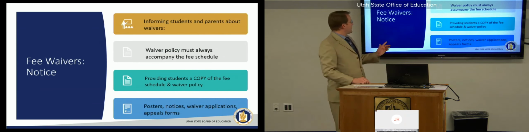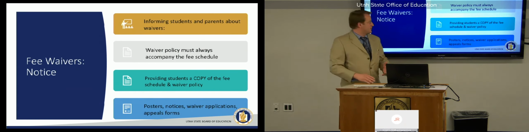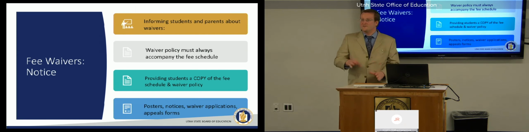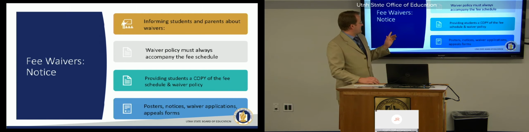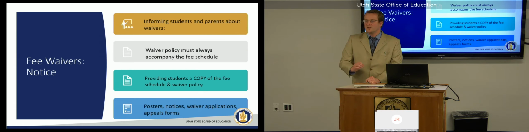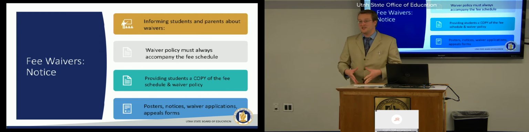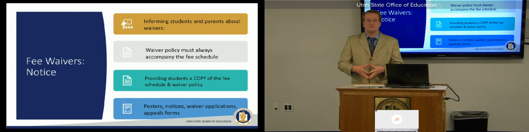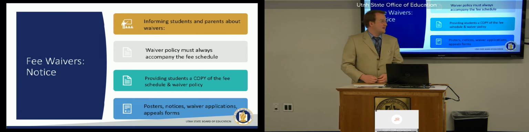Now, going back to informing the students about the fee waiver process, the fee waiver policies. Again, the fee waiver policy should always be there with the fee schedule. In the code, it is actually a component of the fee schedule. It is sufficient to just always have them together. And this is something interesting about the specific phrasing in both code and rule. We are required to be providing students a copy of it. So not just access to it, but a copy. It does not specify whether that is digital or physical, but they need to actually be receiving a copy that is theirs of these documents.